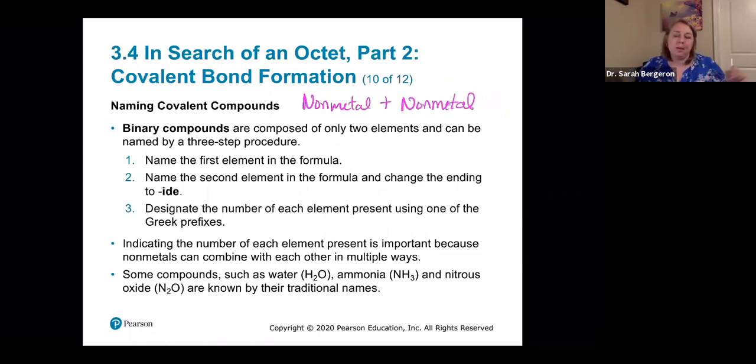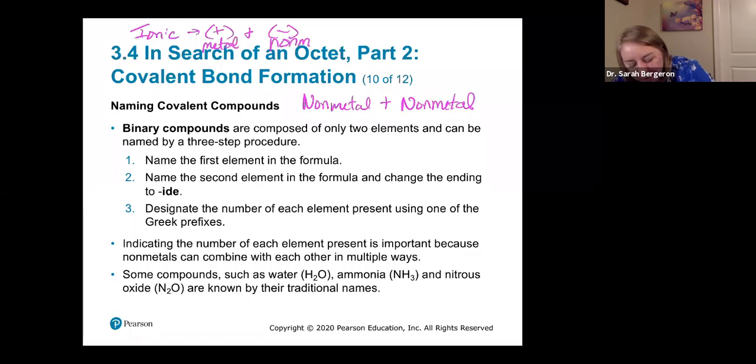right? Remember, when we were talking about ionic, if you're ionic, you are some kind of a cation and an anion. And a lot of times the positive was a metal and the negative was a non-metal. And you could have polyatomics in either place, but generally ionic is a metal and a non-metal, whereas covalent is a nonmetal and a nonmetal. So it's important for you to be able to recognize that.